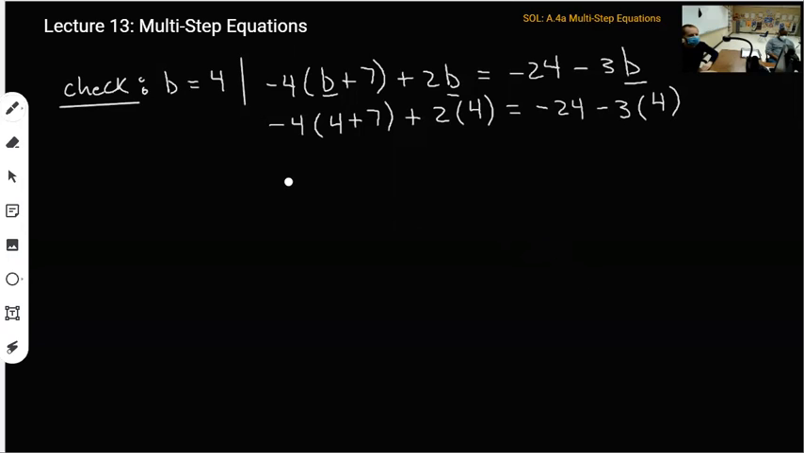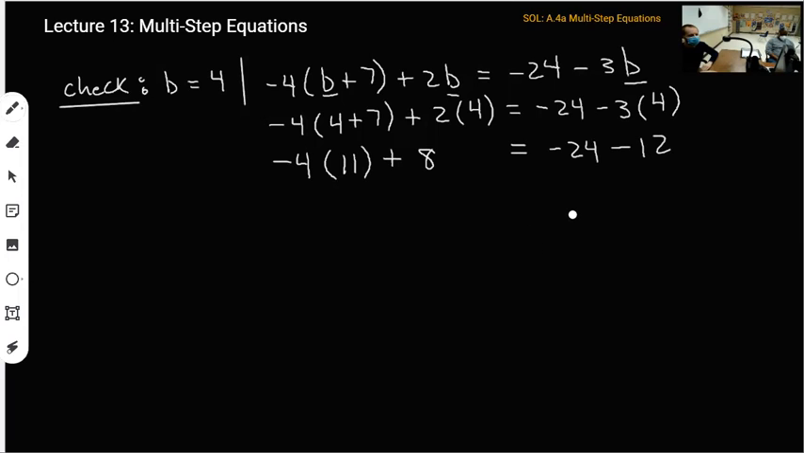Okay, so I can simplify a little bit. On the left-hand side, I have 4 plus 7. That's going to give me 11. Then I have 2 times 4. That's going to give me 8. So I can replace that with an 8. On the other side, I'm still going to have negative 24 minus 3 times 4. 3 times 4 is 12. So I replace that with a 12.